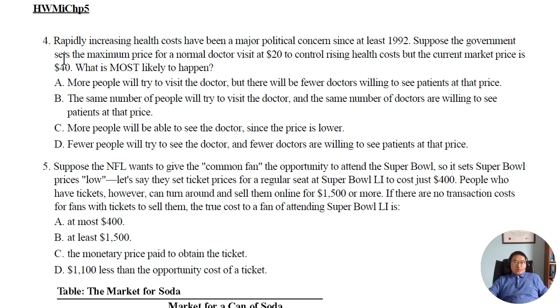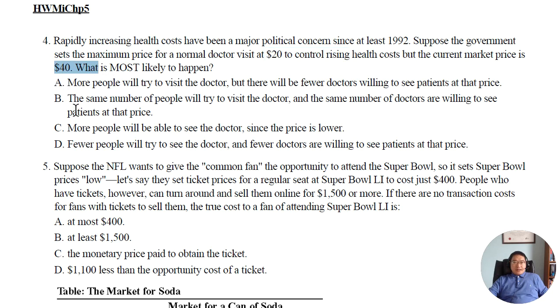Let's look at this one. Rapidly increasing health costs have been a major political concern since at least 1992. Suppose the government sets the maximum price for a normal doctor visit at $20 to control rising health costs, but the current market price is $40. What is most likely to happen? A. Most people will try to visit the doctor, but there will be fewer doctors willing to see patients at this price. Is that a shortage? I think so, right? The government price is a price ceiling set below the equilibrium price.